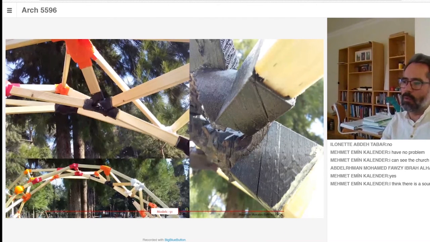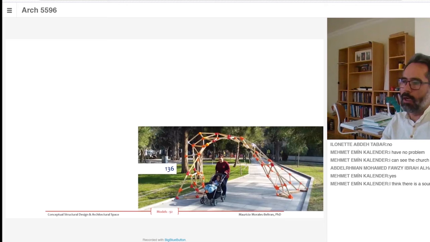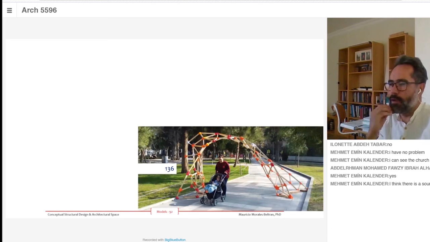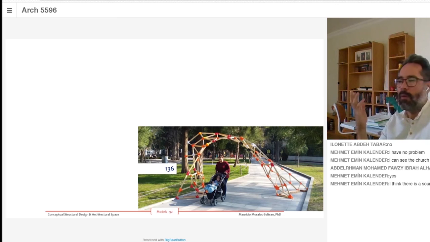And finally, this is when it's installed. We also installed some cameras there to see the interaction of the people with the structure. There was nothing much going on. Most of the people just simply passed underneath. They didn't care about this weird thing in the middle of the park in Bornova, by the way.